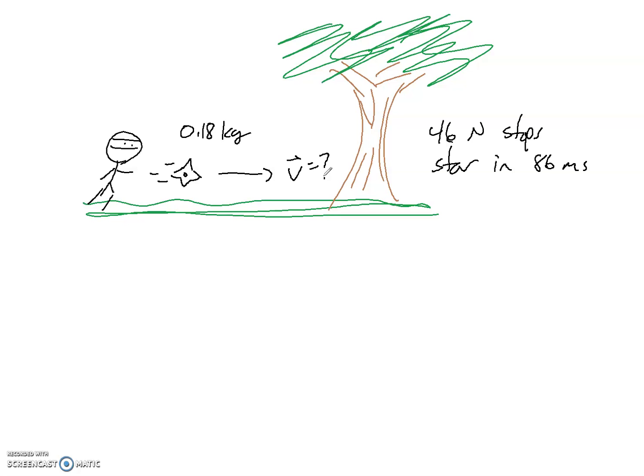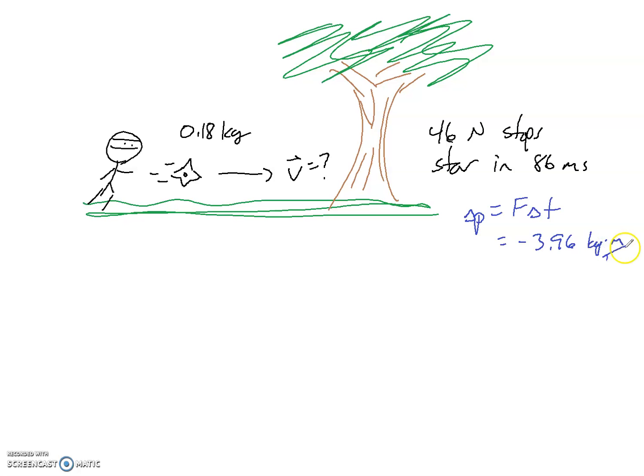Okay, well, let's see what we can do here with the information that we are given. Over here, we just have the mass. There's not much here, but over here we've got force and we've got time. And with force and time, we can find impulse. So I'm going to start with that. The impulse would be force times time. So I've got a force of 46. My time is 86 milliseconds, so that's 86 times 10 to the negative 3, or 0.086 seconds. If you multiply those two things together, we get an impulse of about negative 3.96.